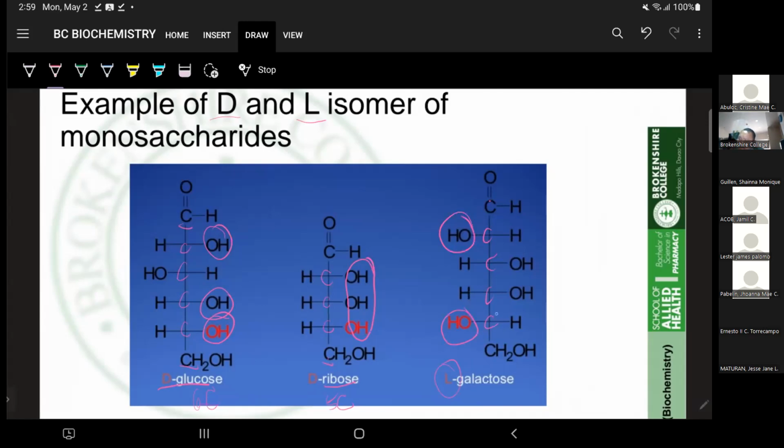Especially the one that is connected towards the R group. The direction of the OH on the carbon connected to the R group is the basis. Do you get me, students? Do you follow? This is the R group, CH2OH. And then the direction of the first OH, mostly, is the basis for dextrorotatory and levorotatory.